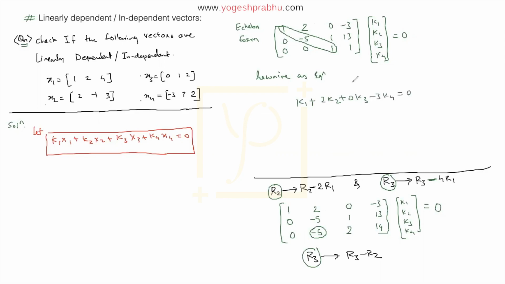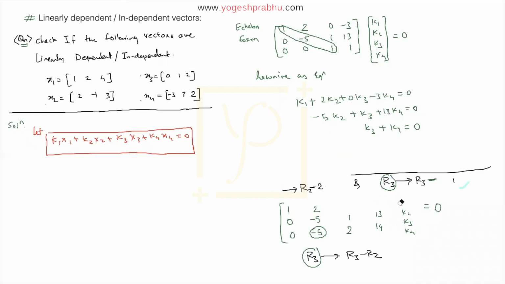Then the second row into column will be 0 K1, then minus 5 K2 plus 1 K3 plus 13 K4. That is also equal to 0. And then the last row would be K3 plus K4 is equal to 0. So we got all of them in an equation form. And let me clear some more space over here.